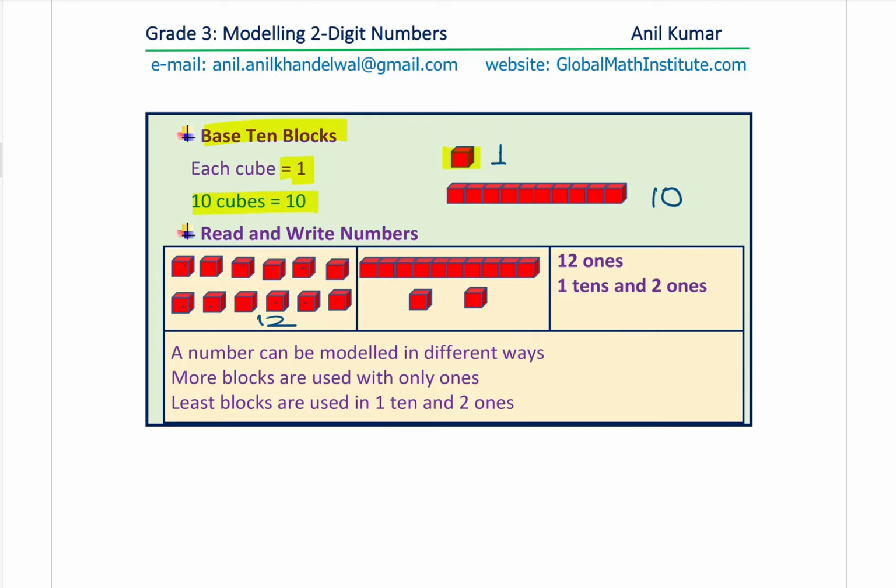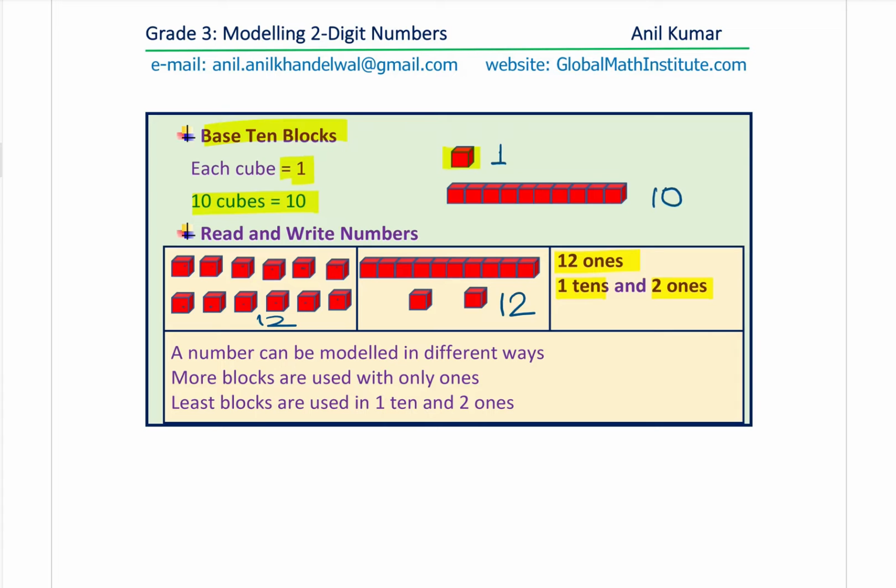Okay, 12. How about this? First count by tens. So we get 10, 11, 12, right? So we have one block of 10 and then we have 11 and 12. Well, that is also 12. Both are 12. Correct. One is 12 ones, and the other one is 1 ten and 2 ones. It also makes 12, 1 ten and 2 ones. So that is the same number.